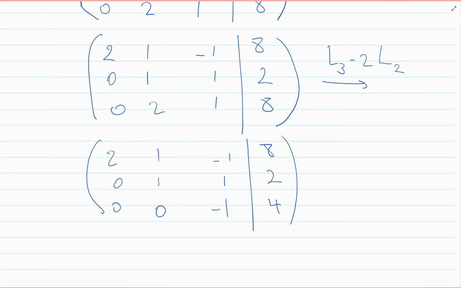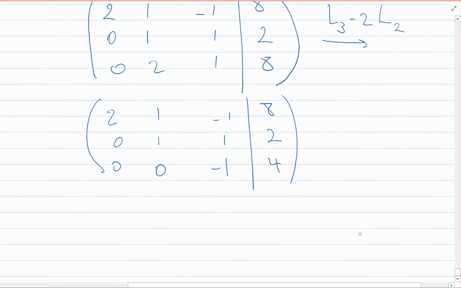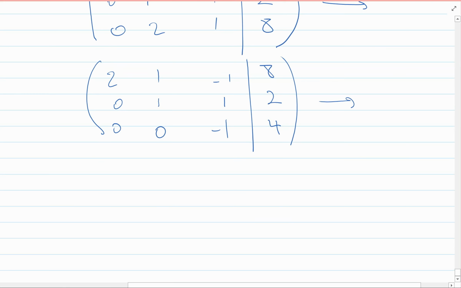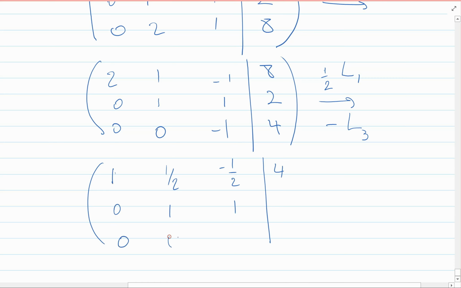Now, if you want to have 1, 1, 1, let's multiply the first by 1/2, L1, and multiply the third one by -1. So now what happened? 1, 1/2, minus 1/2, 4, 0, 1, 1, 0, 0, 1, minus 4. I don't have to do that, but as you can see, look at the shape of this matrix.